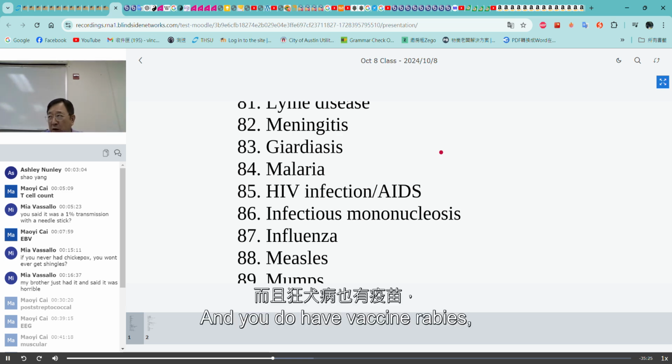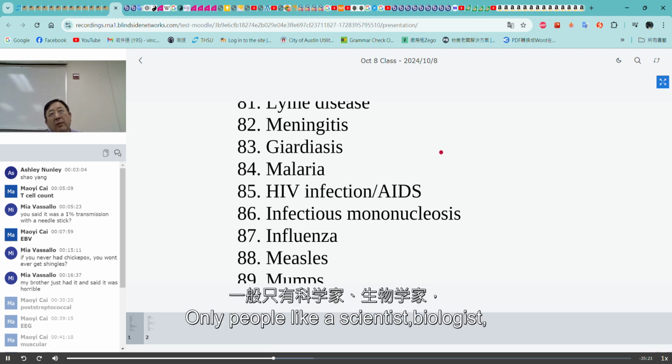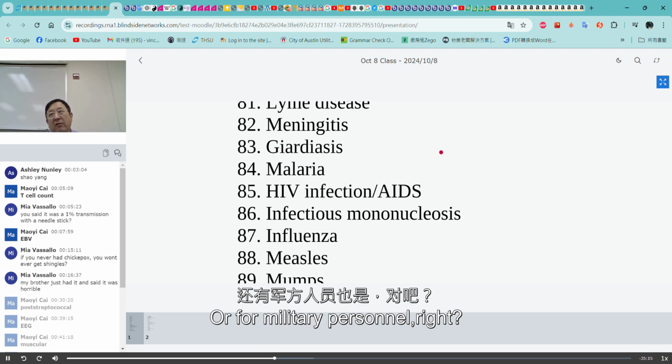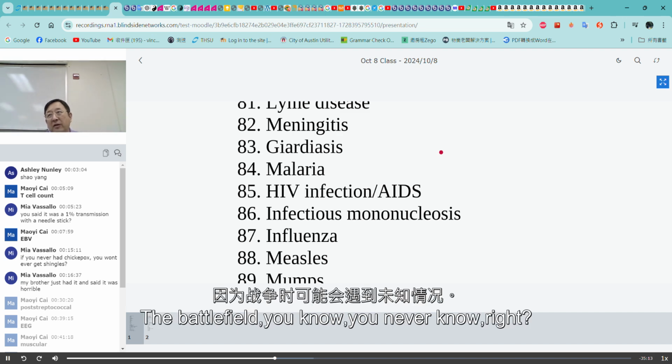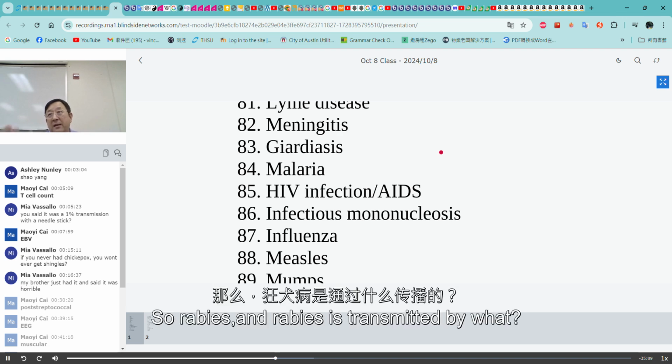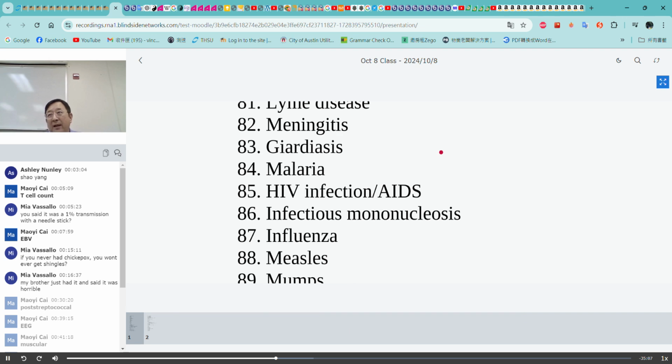And you do have a rabies vaccine, but not everybody gets it. Only people like scientists and biologists who deal with wild animals, or military personnel, right? On the battlefield, you never know, and there are some animals in it. So rabies, and rabies is transmitted by what? Animal bites, right? Animal bites.